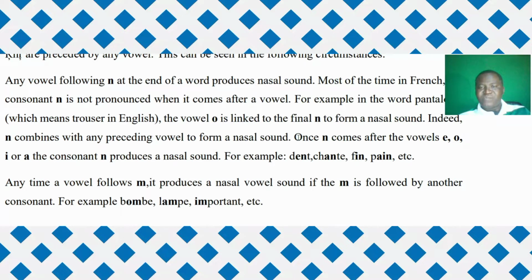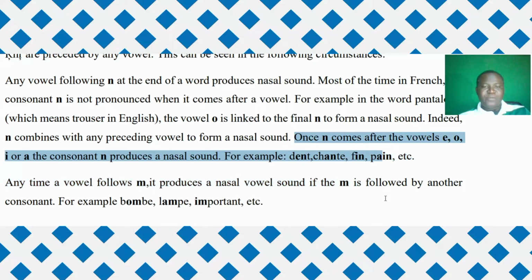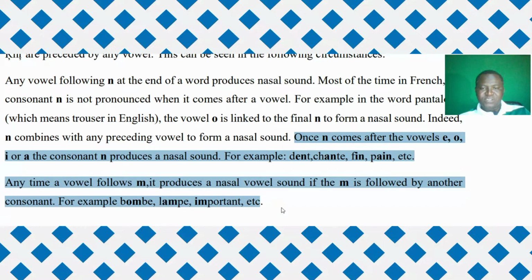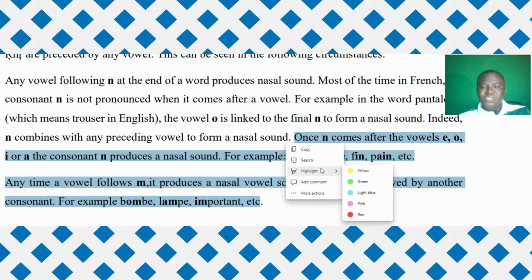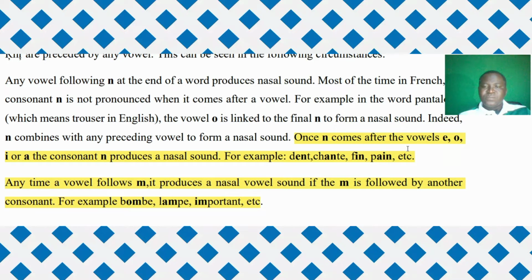So once N, are we there? I'm going to speak from here. Good. I'm going to pick from here. Good. Yes. Let me pick it. This should be yellow. Good. Once letter N comes after a vowel like E, O, or I, the consonant is pronounced as a nasal sound. For example, we have words. Let me pick my pen to narrate this to you. So, like I said, let me take it again.